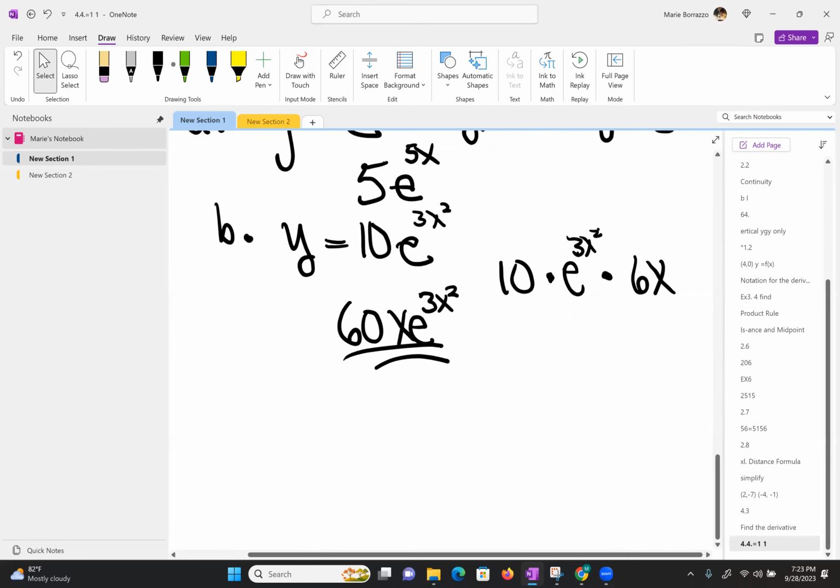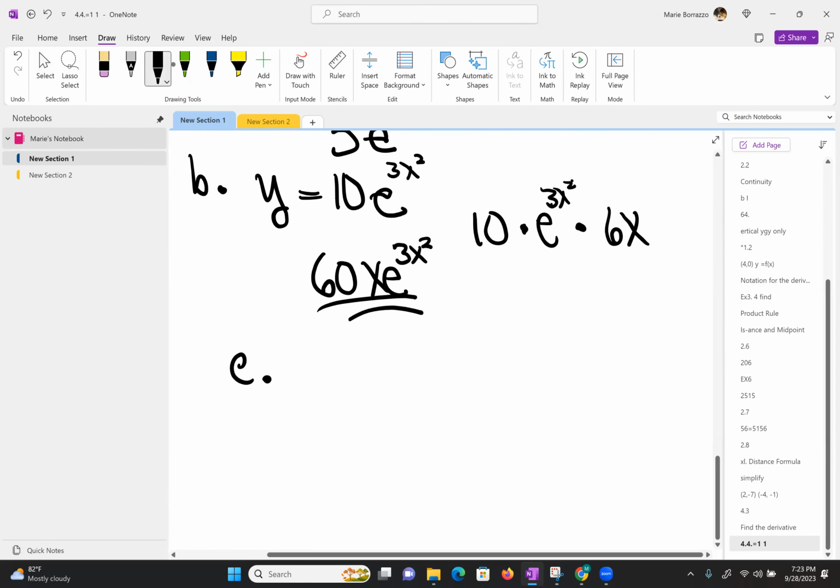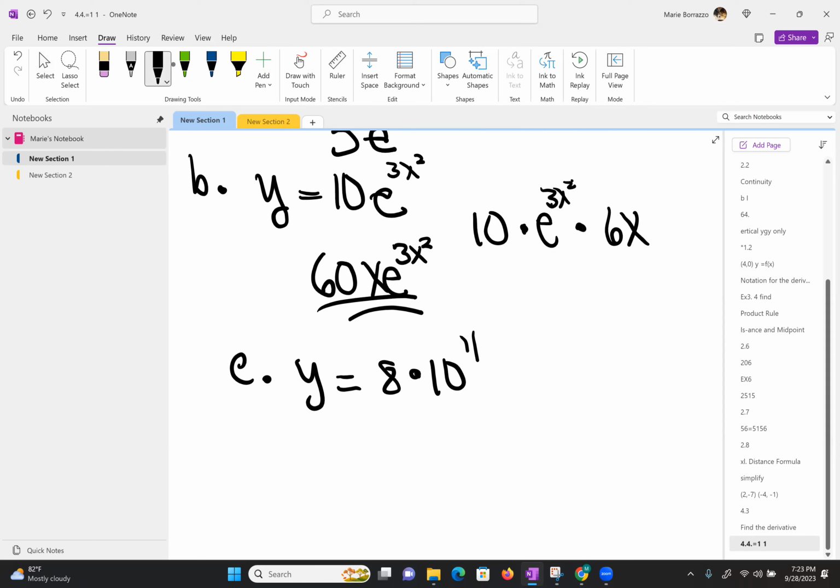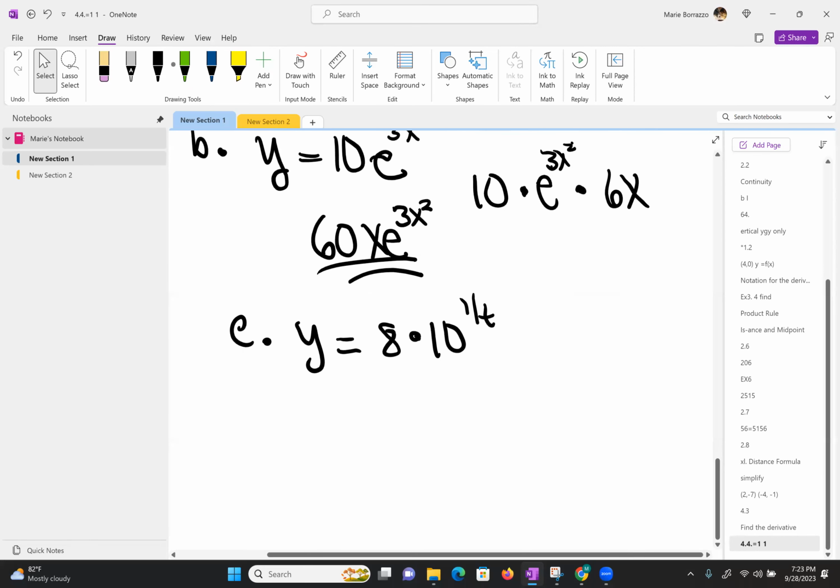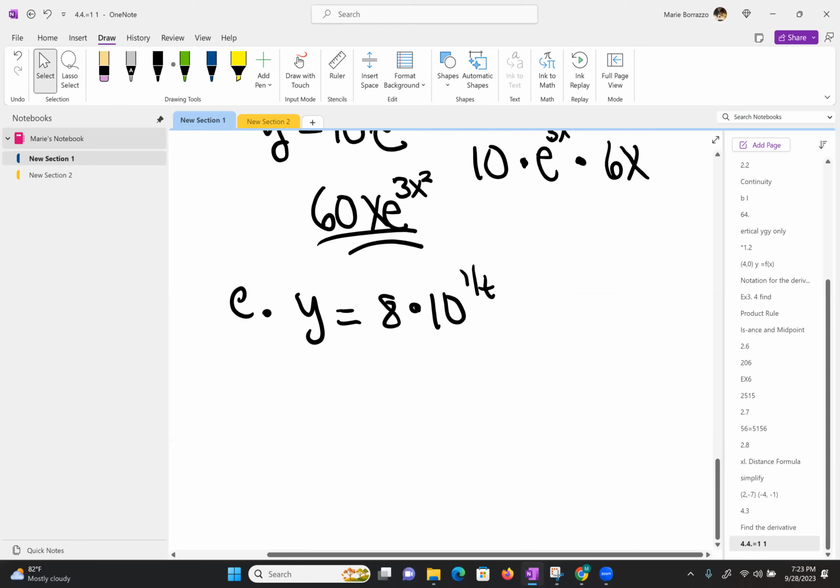I have another example. Example C. In example C, we have y is equal to 8 times 10 raised to the 1 over t. So think about it. What is the derivative of the 1 over t? And there's no e, so there's a natural log involved.